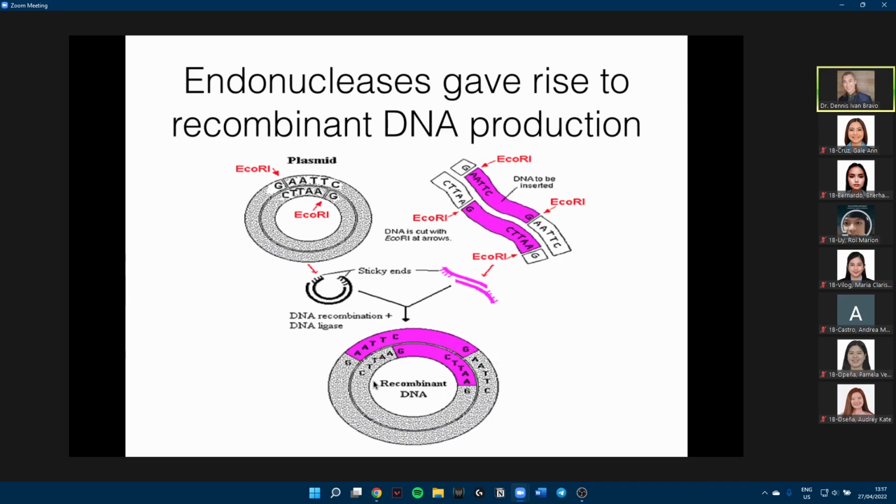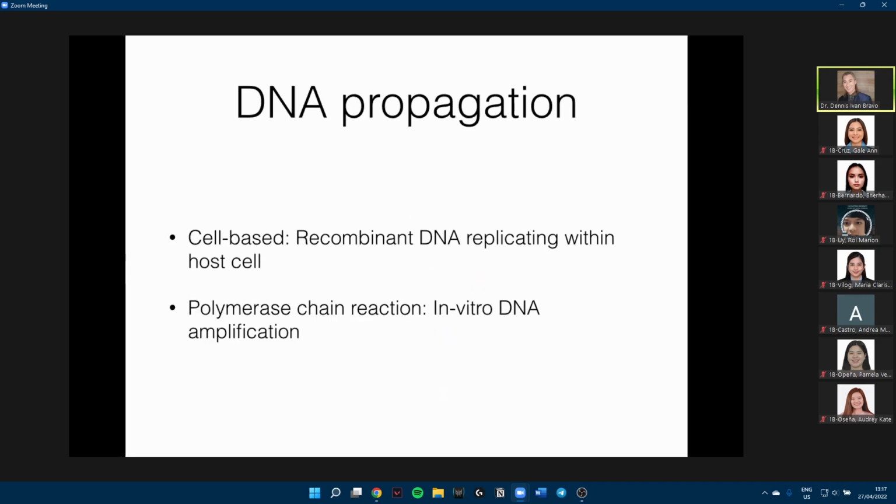As you can see here, the gray part comes from the microorganism, while the violet part comes from another organism. Now, at this point, we only have few copies of this recombinant DNA because the production of recombinant DNA is really not as easy as this simplified diagram. So our next goal is to replicate or reproduce more of this recombinant DNA. This is where DNA propagation will come in.